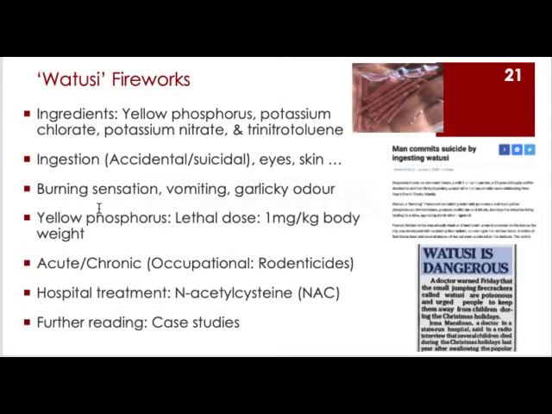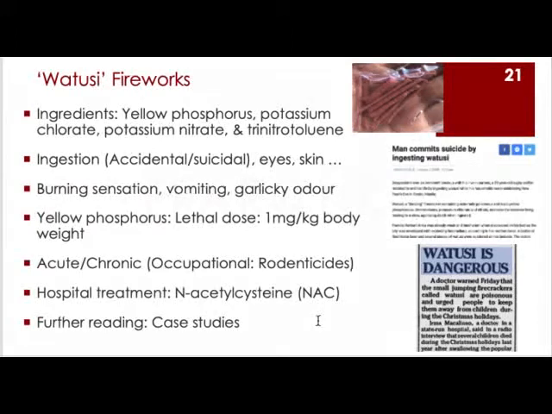It causes a burning sensation because it's like an explosive, it burns the system. So it causes vomiting and can cause a garlicky odor on the vomiting, right? It can be acute exposure and also chronic. The chronic one is mainly an occupational exposure for the factory workers that make this yellow phosphorus as a rodent killing agent, right? The treatment is pretty straightforward, it's by N-acetylcysteine.